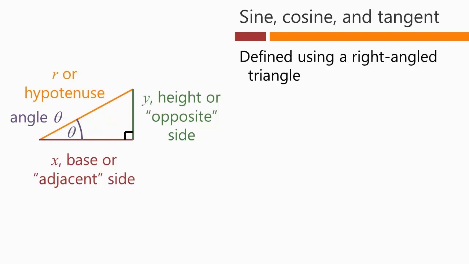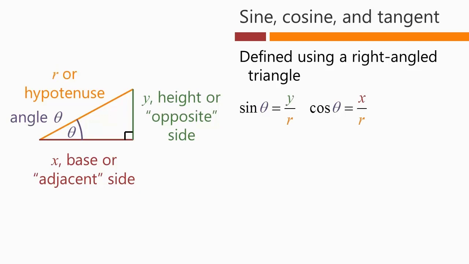And often we will write these with x as being the length of the base, y as being the length of the height, or the magnitude of the height, and r as being the length of this third side of the triangle. So with those definitions, the sine of theta is y divided by r. Similarly, the cosine of theta is x divided by r.